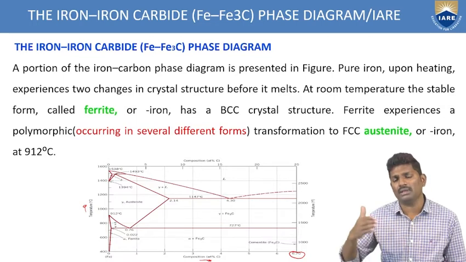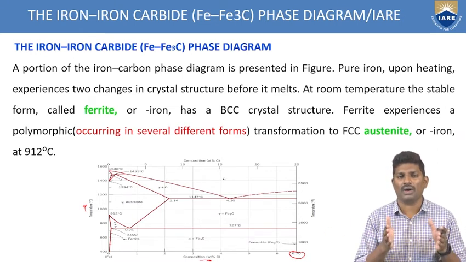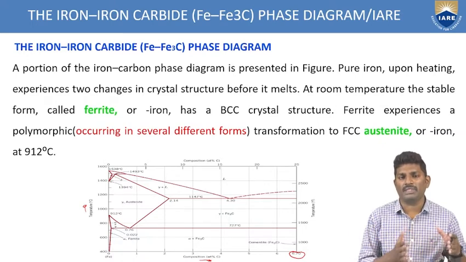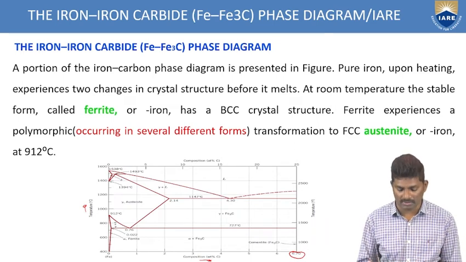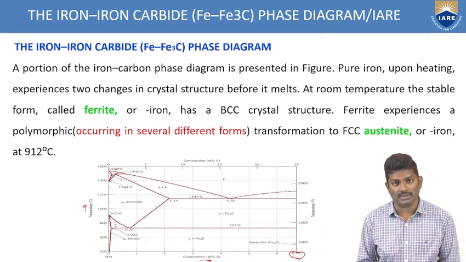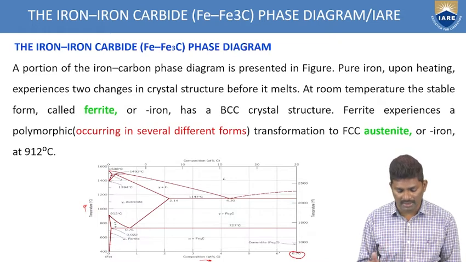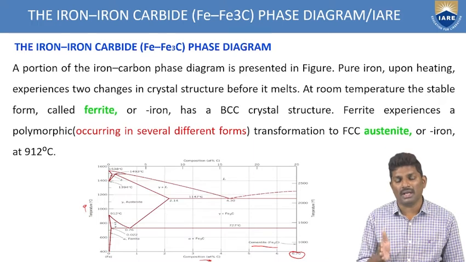If you go to 100%, we are getting graphite. That is another phase. But since we are concentrating only on iron carbide, from iron to carbide, this phase diagram is restricted. It is a portion up to 6.70% only, not up to 100%. So you have to see this figure clearly. At this point we are getting cementite, that is the carbide. That's why we are stopping at 6.70 weight percentage of carbon.